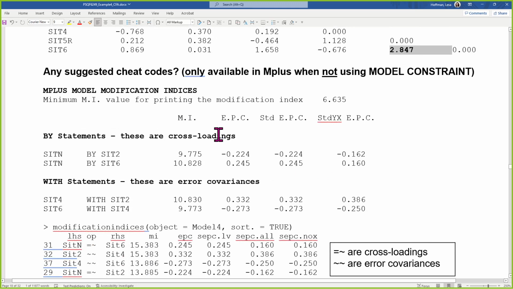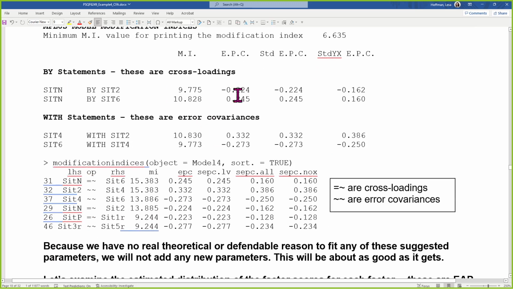Of course, the cheat codes are like, are you sure? Because I could make your chi-square go down by 10. And now there's two different kinds of suggestions in the cheat codes. There are by statements and there are with statements. By statements are equal squiggle in R, and with statements are squiggle squiggles.